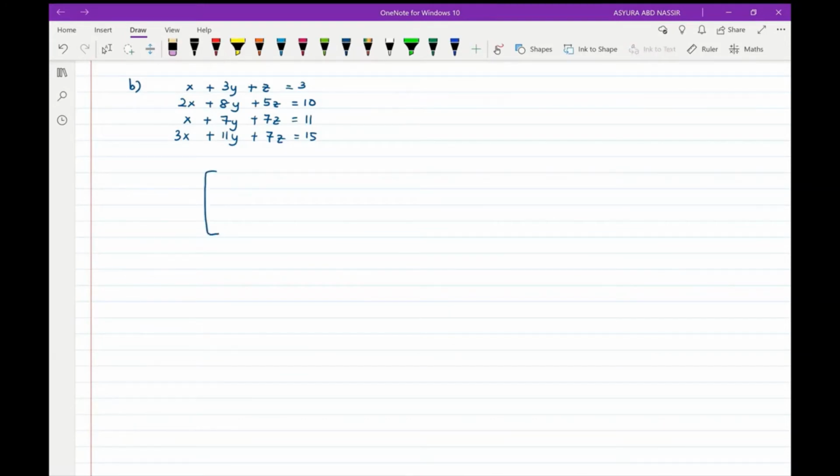Alright. Firstly, write it in the form of an augmented matrix: 1, 3, 1, 3, and then we have 2, 8, 5, 10, and then 1, 7, 7, 11, 3, 11, 7, 15. Okay, next step.